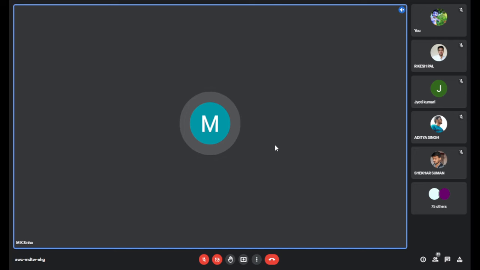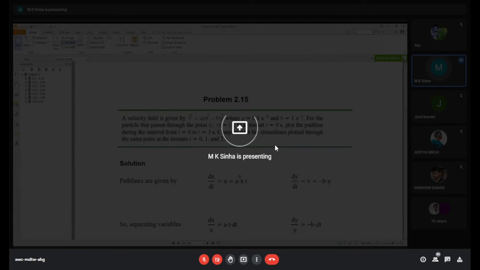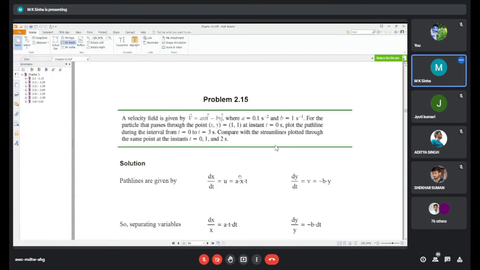See, one more problem, you may see how it is plotted in the Excel sheet. I would like to show you how they have used the Excel sheet. Is it visible? Yes, sir. See, please take care.